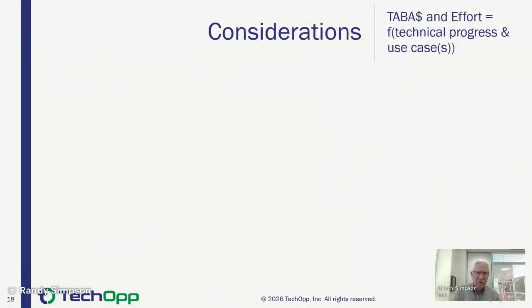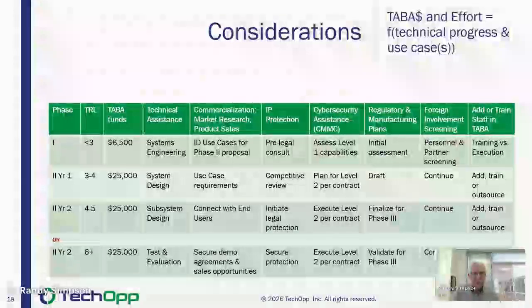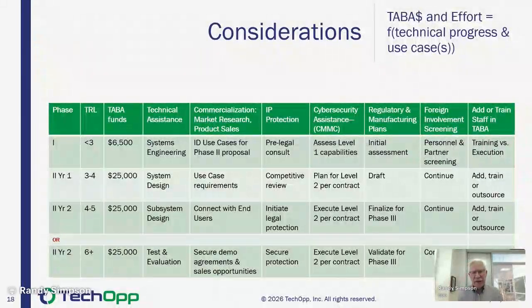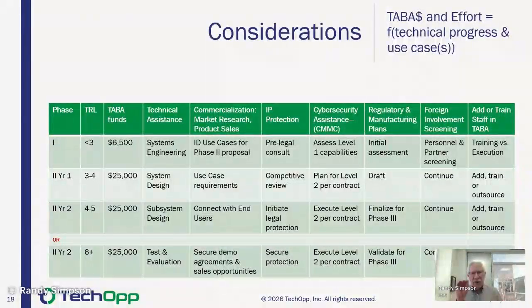We believe that TABA funding and the effort put forth by the TABA vendor is a function of the technical progress that you've made, in other words, your TRL, and the specific use case. So I know this is a rather busy table. You can take some time and look at it a little bit later. But this is an approach that we take in phase one, if you just follow me across on the column headings. For phase one, where your TRL is relatively low, you're getting $6,500. Each of these other column headings are the kind of things that the Act says you can do with that money. You get technical assistance, commercialization, and so forth.